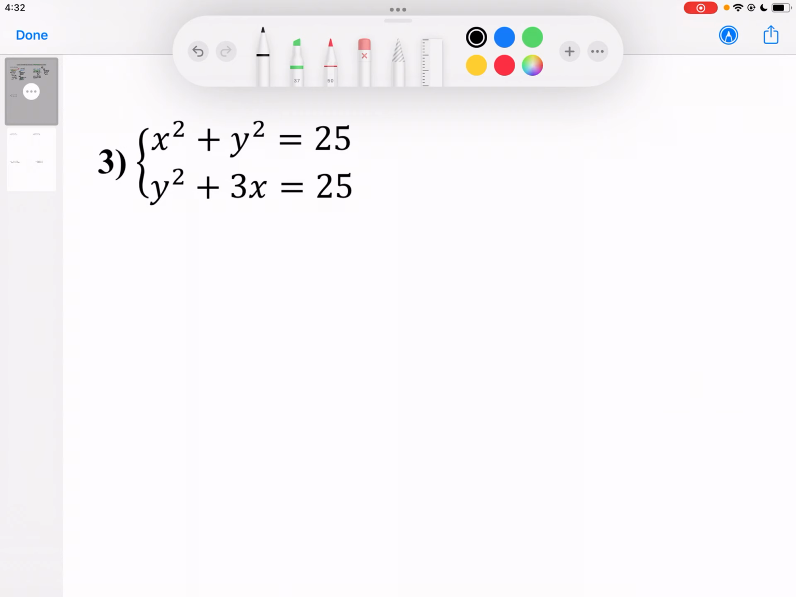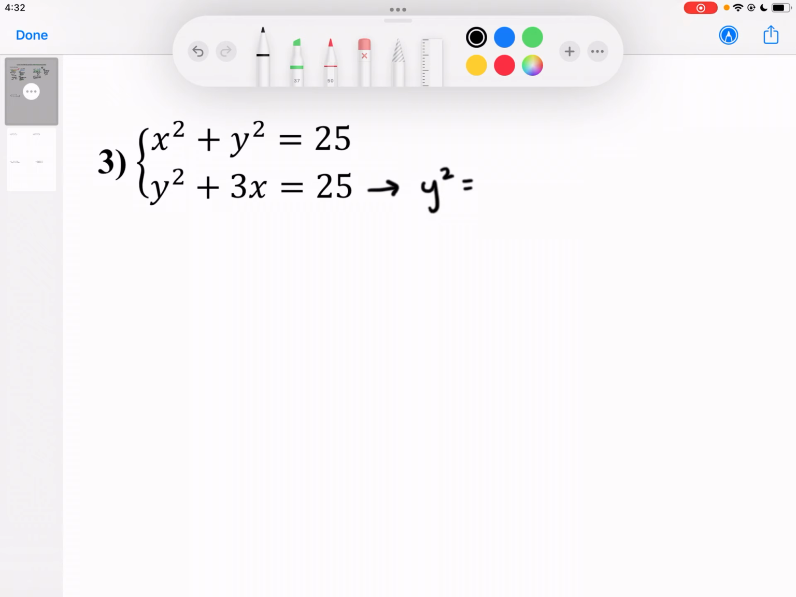Okay, so elimination method or substitution method would work really well for this problem. If I did elimination on this problem, I would eliminate the y squareds. I'm going to also show you how you can use substitution method for this, if you like. So this is just a method you can do.